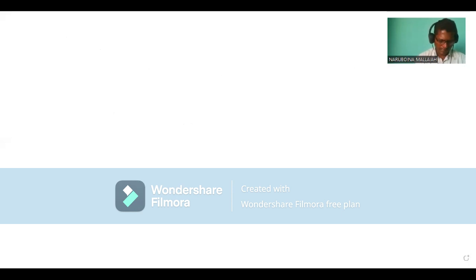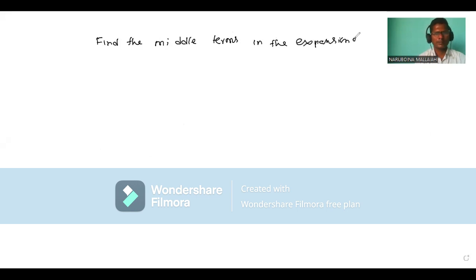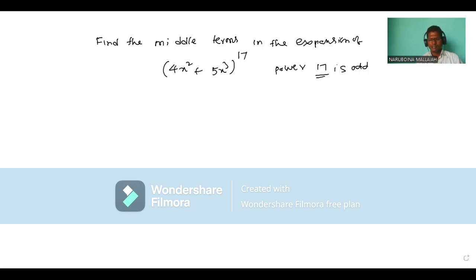Now see, find the middle terms in the expansion of (4x square plus 5x cube) whole to the power of 17. So now the power is an odd number. Power 17 is odd. Whenever the power is an odd number, we will have two middle terms.